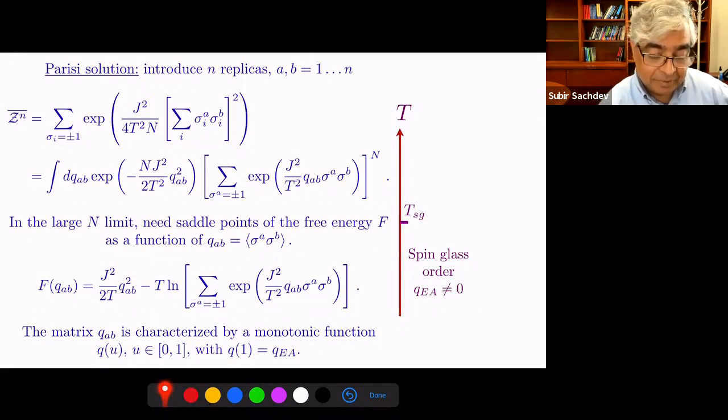And what Parisi understood was the solution of these saddle point equations that lead to a stable solution at low temperatures.